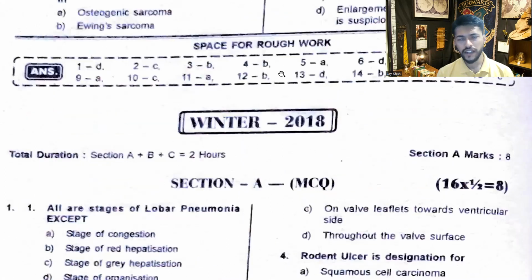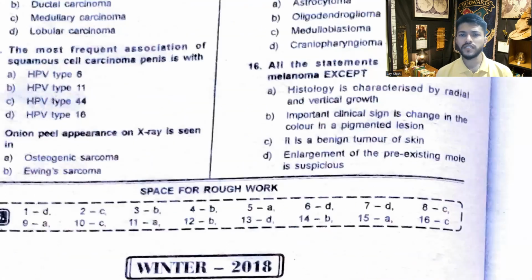So winter 2018 done, summer 2018. Statements are true about melanoma, except: characterized by radial and vertical growth, true. Important clinical sign is change in color. Yes, change in color means a worse prognosis, poor prognosis. Benign tumor of skin, no, it's a malignant tumor. Specific tumors, despite the suffix oma, are malignant. Seminoma, melanoma, hepatoma, chloroma, chordoma, all of them, despite ending in oma, are malignant tumors. So option C is incorrect.